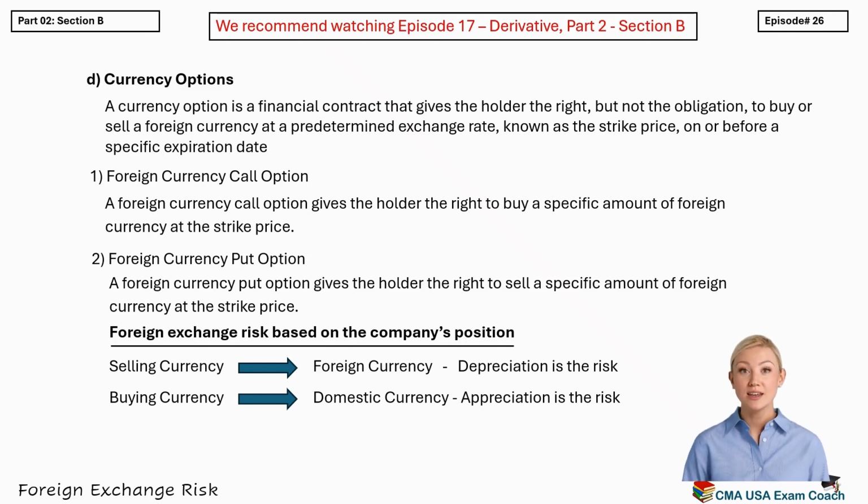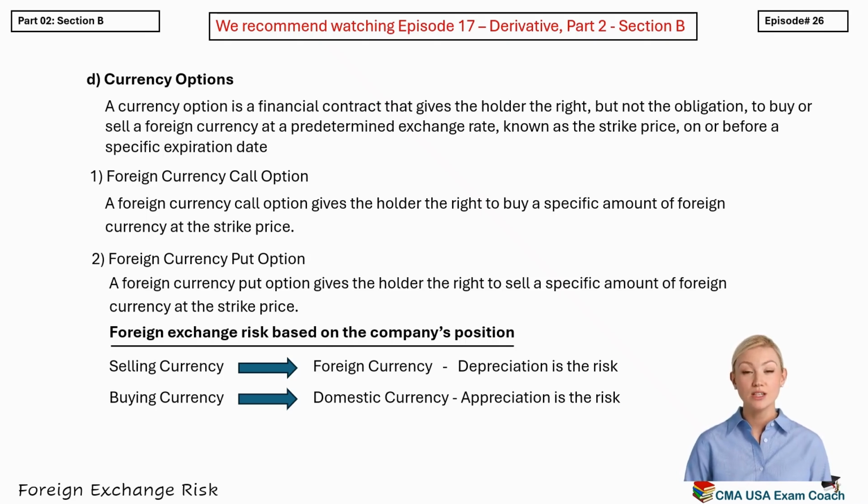So what is the risk here? The risk is that the domestic currency might depreciate, or the foreign currency might appreciate. If the US dollar becomes stronger, or the Indian rupee becomes weaker, the company will need more rupees to buy the same amount of dollars. This increases the company's cost of imports. So, when a company is buying foreign currency, the risk is appreciation of the foreign currency or depreciation of the domestic currency.